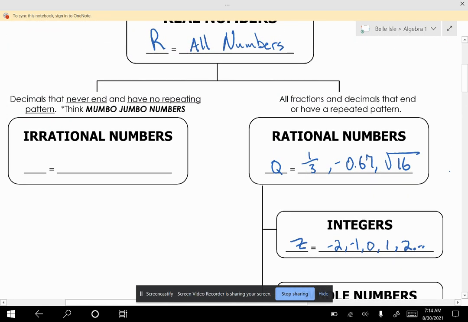Okay, so irrational numbers can be decimals that never end or have no repeating pattern. Okay, so the most common one that you guys are used to should be pi. We could say the square root of 2, another square root, like square root of 101, something like that.